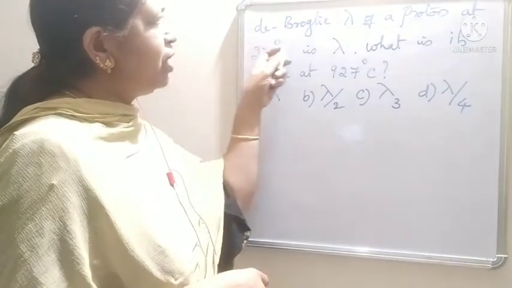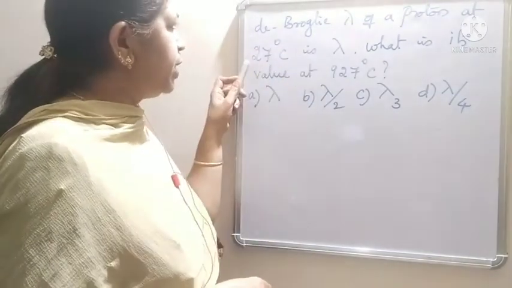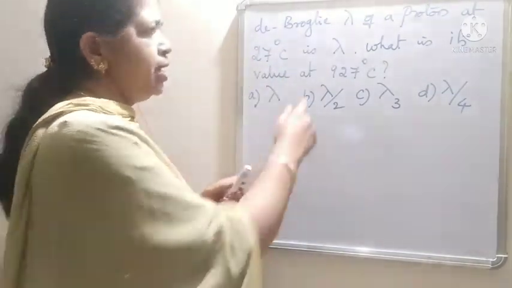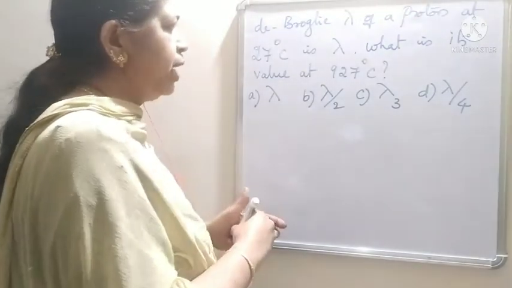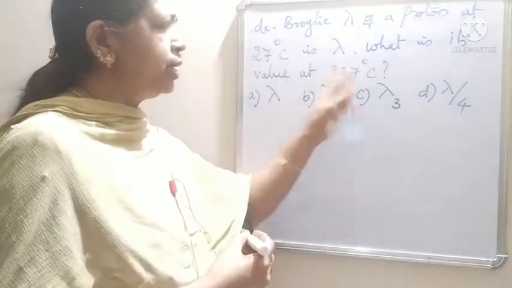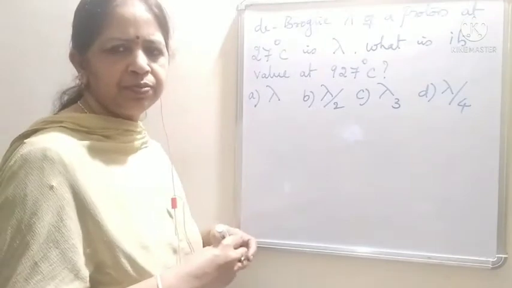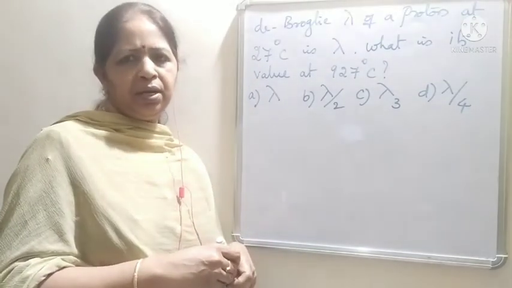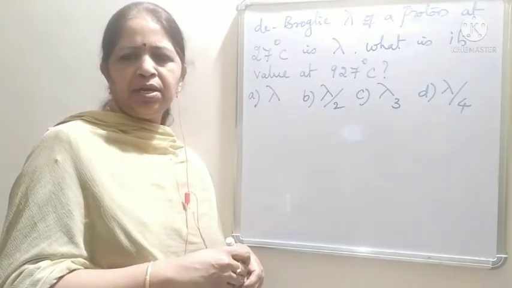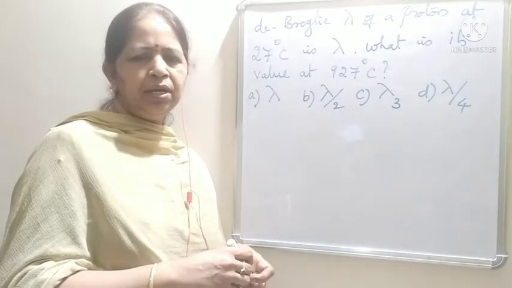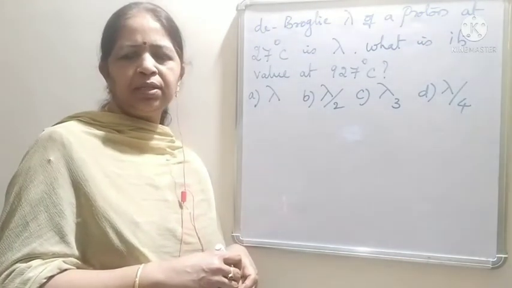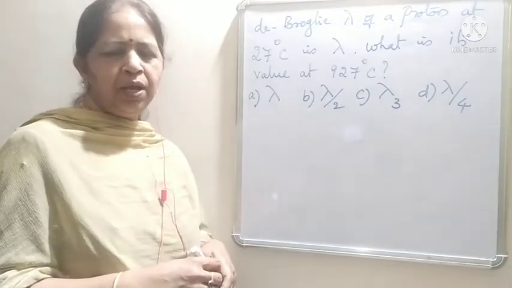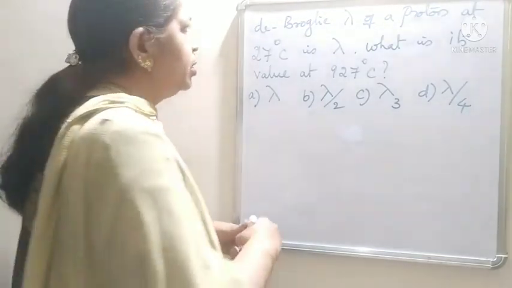The de Broglie wavelength of a proton at 27 degrees Celsius is lambda. What is its value at 927 degrees Celsius? That is the question. Have we seen any relation between the temperature and de Broglie wavelength? In any formula we have not seen a relation between wavelength and temperature. Now, how to calculate this?